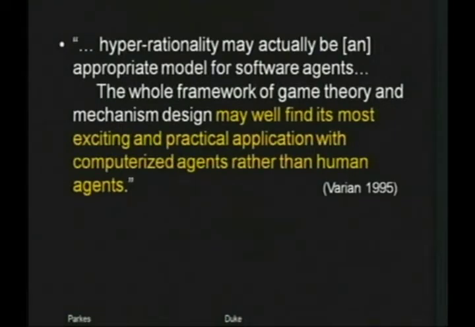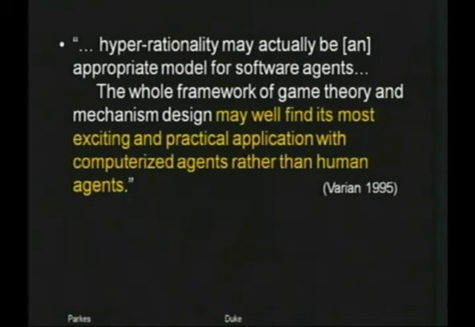Now, Varian, who's an economist, actually made the following point in '95. He said that hyperrationality, this notion that agents will play in equilibrium, is arguably the appropriate model for software agents, maybe more appropriate. You'll find its most exciting and practical application when computerized agents are participating in mechanisms than when humans are.